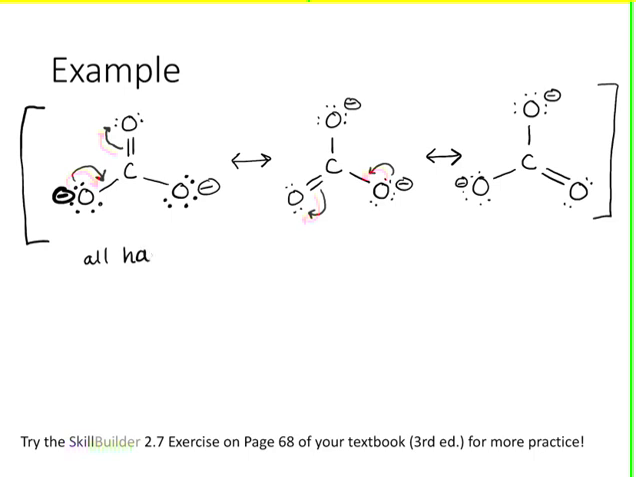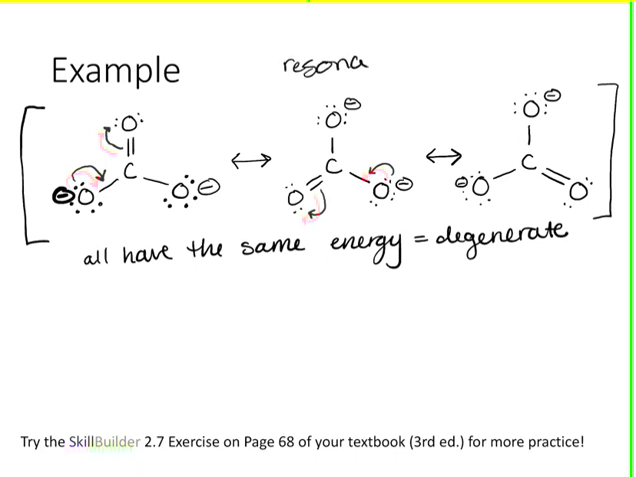So they all have the same energy. So that means they are degenerate. So degenerate's just our fancy word for same energy. But again, these are our resonance structures. Okay, so now let's draw the hybrid structure. So I want you to pause the video and try to draw the hybrid structure on your own first. And then when you unpause, we'll go over it together.